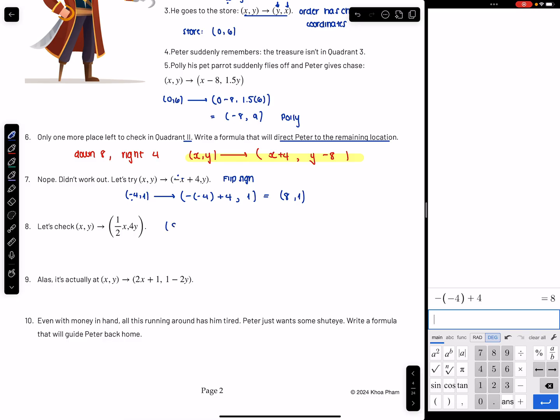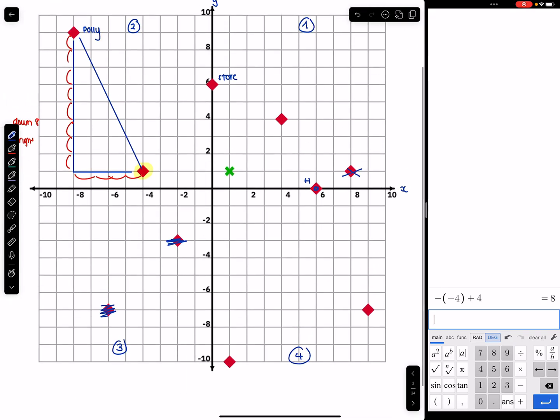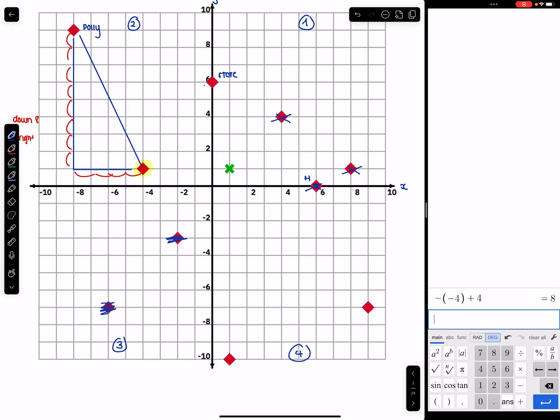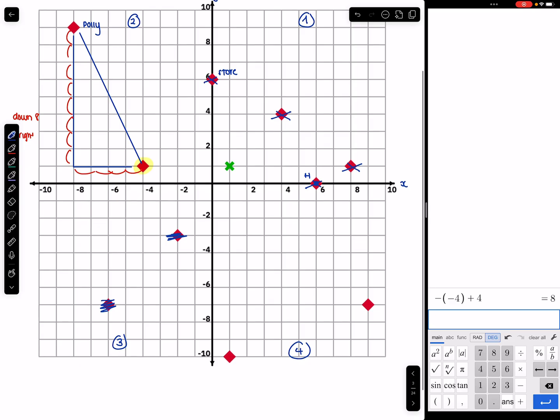Okay, let's check that. So we have 8 comma 1. We're going to substitute this. This is 1/2 times 8 comma 4 times 1. And so this comes out 1/2 times 8 is 4. 4 times 1 is also 4. And so this is not it. Not the house, not the store. And so only 2 points left.